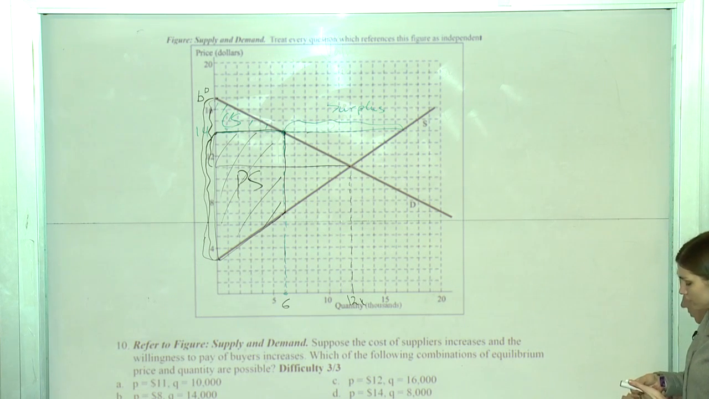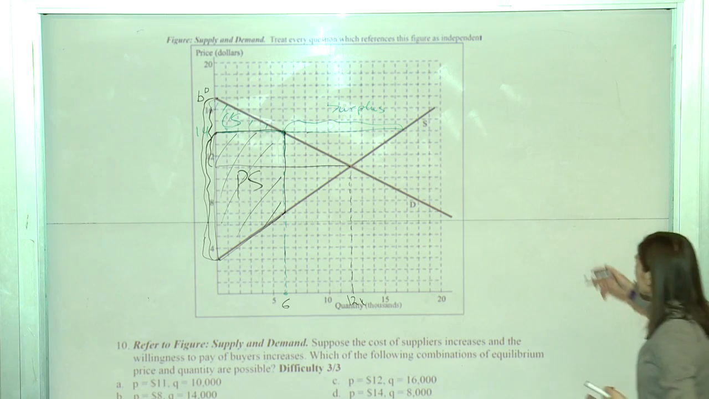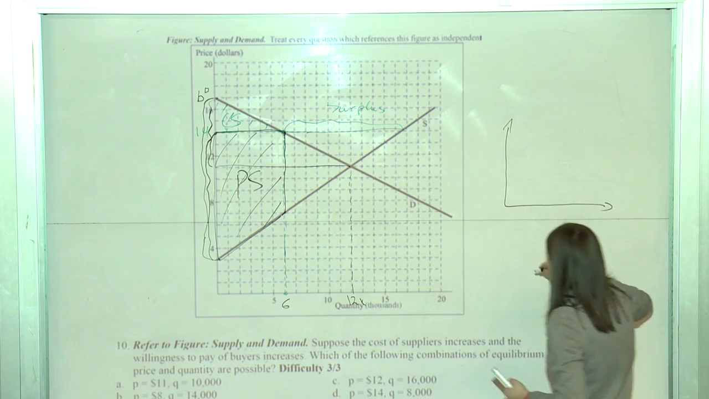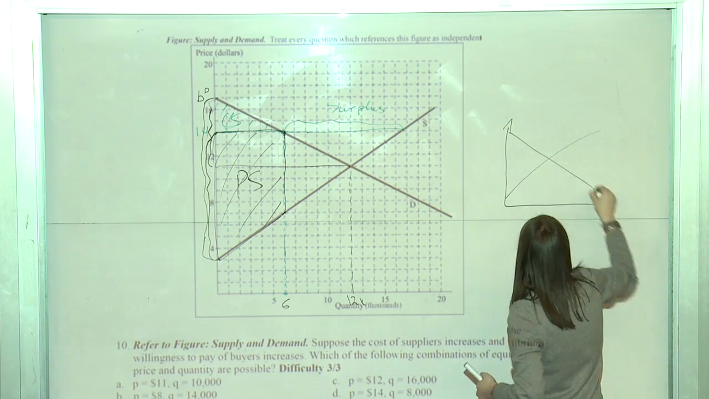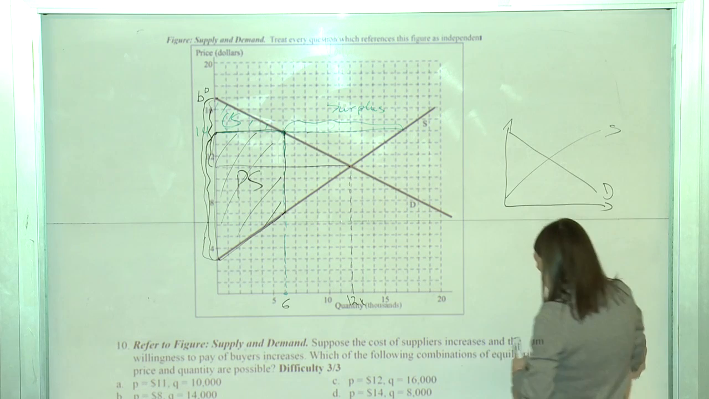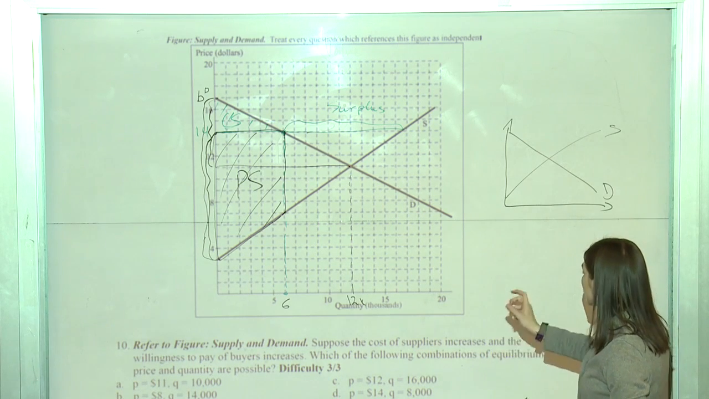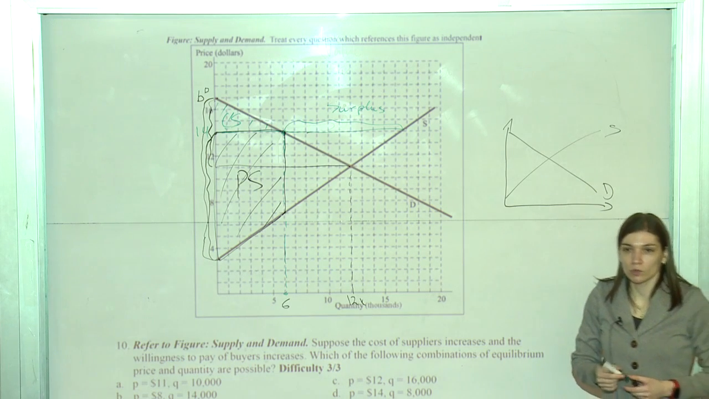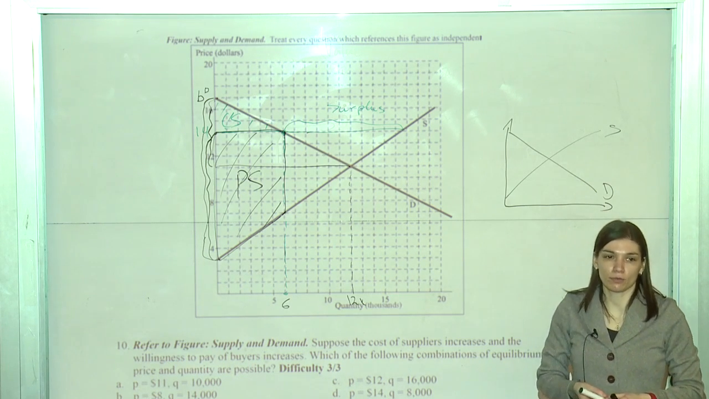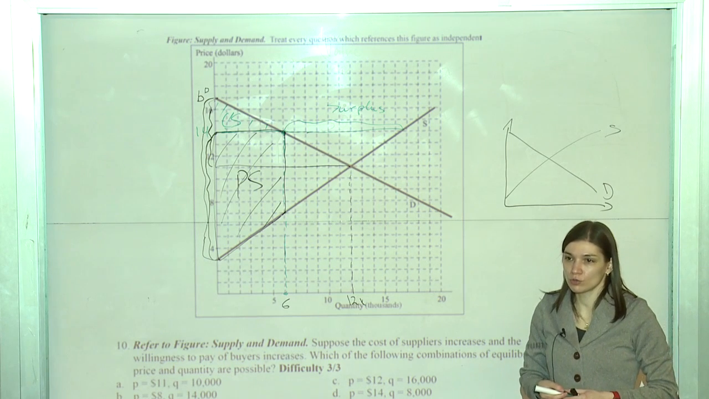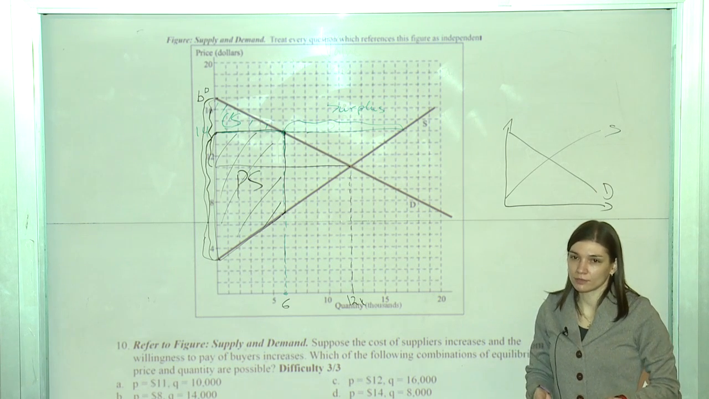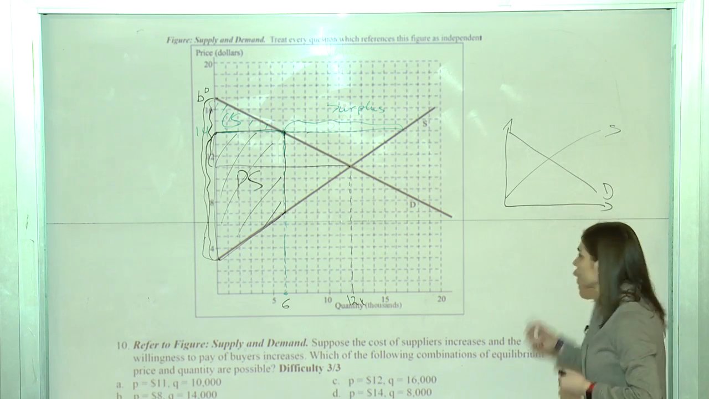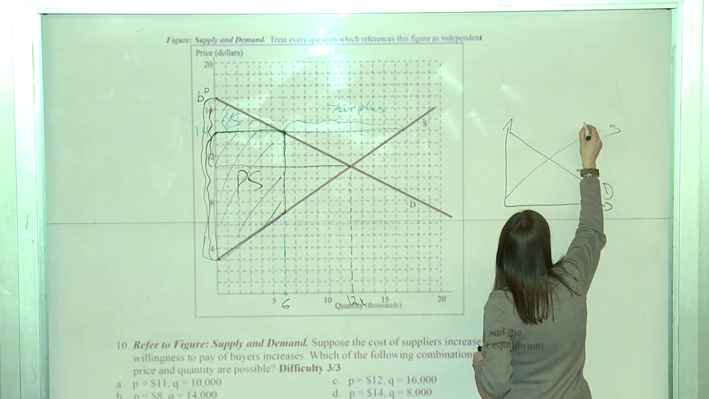And whenever you have that scenario, I would start by drawing it and then looking at what's happening after the shifts. So we have some supply and demand. Now we are told, suppose the cost of suppliers increases. Would that affect the supply curve or the demand curve? The supply. Is it going to shift to the left or to the right? To the left, so that's what we call a decrease in supply. All right, a shift to the left.